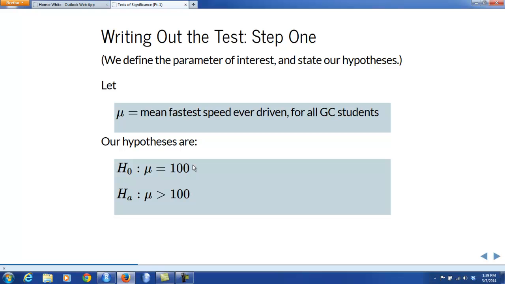In this course, the null hypothesis will always be a statement of direct equality, a belief that the parameter is equal to a particular number. The alternative hypothesis will always disagree with it in some way. In this case, it's the one-sided greater than hypothesis.